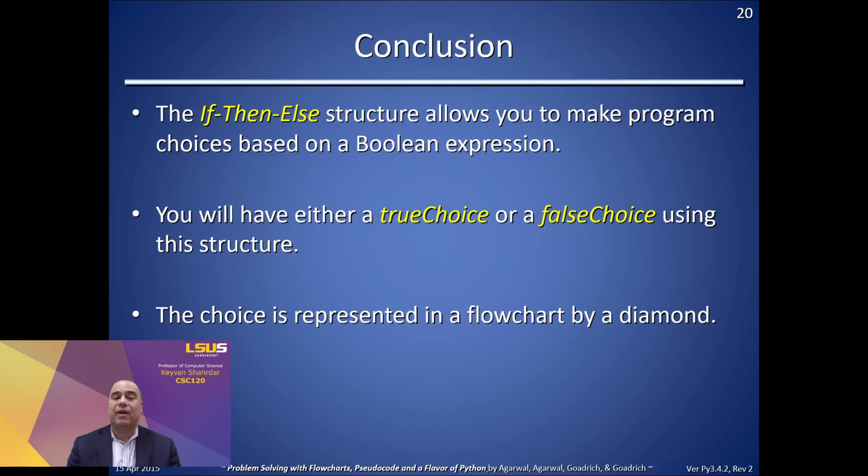So in conclusion, the if-then-else structure allows you to make program choices based on a Boolean expression. You will have either a true choice or a false choice using this structure. The choice is represented in a flowchart by a diamond.